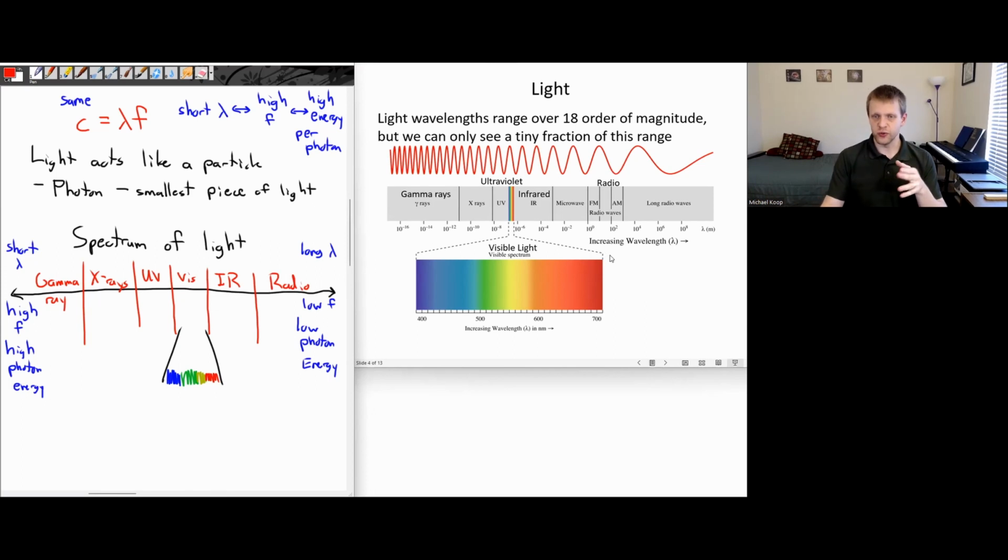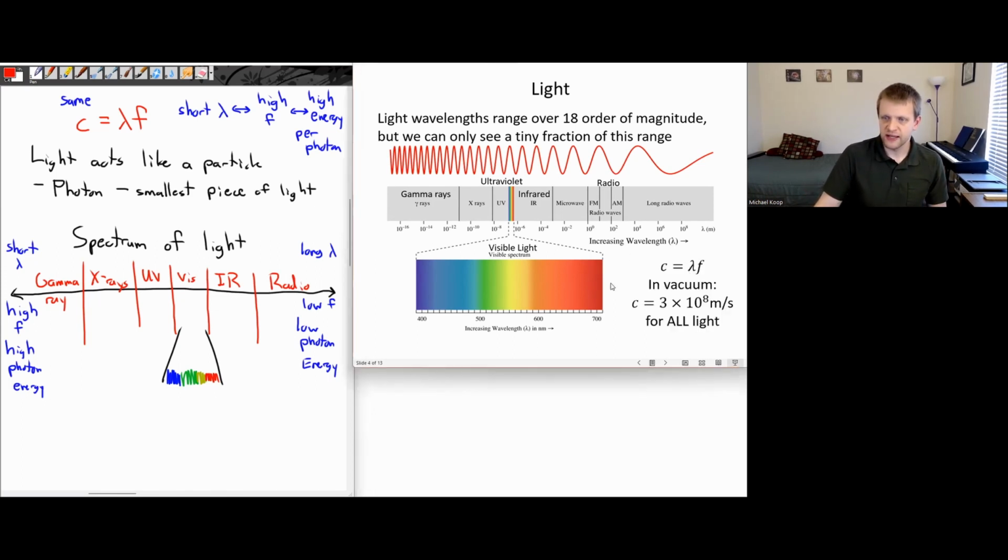Now, before we actually do a little tour through the electromagnetic spectrum, I wanted to mention again that in a vacuum, all of these different kinds of light still travel at the same speed. Even though some of them are high energy photons and some of them are low energy photons, they all still travel at the same speed.